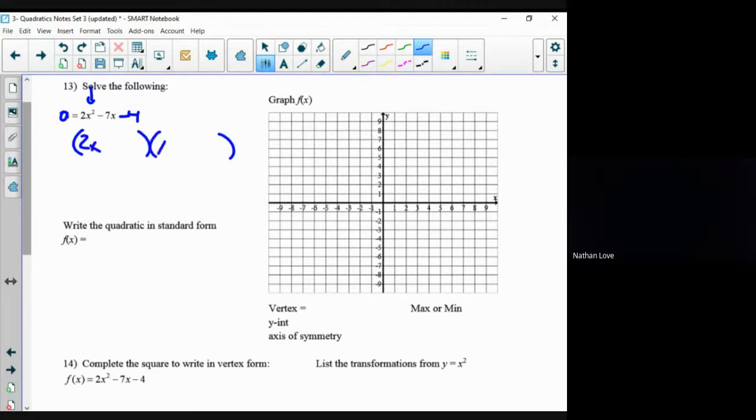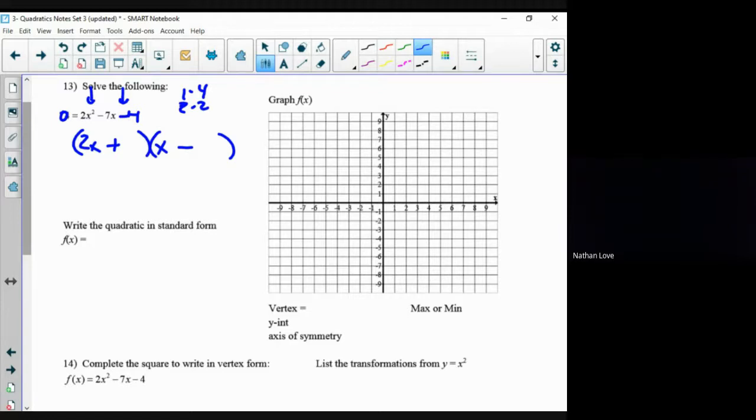2x and x. The only way I can get a -4 in the back is one's got to be positive and one's got to be negative, right? Plus and a minus. And I got 1 times 4 and 2 times 2. And what number can we eliminate? Which 2? Can we eliminate 2 and 2?